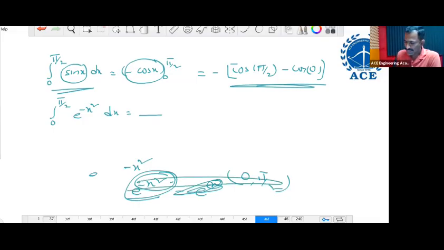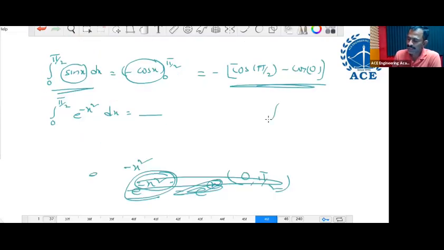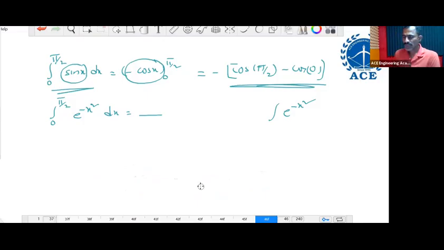One of the conditions is satisfied here. Check whether the second condition is satisfied or not. What is the integral of e power minus x square? Now tell me the integral of e power minus x square.